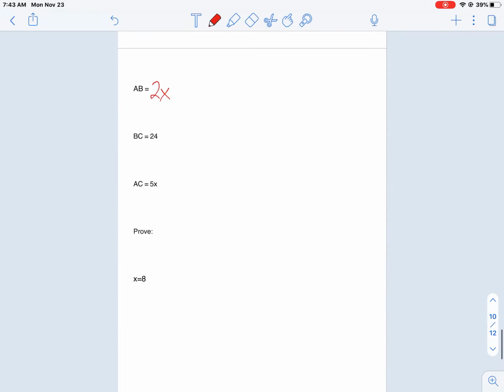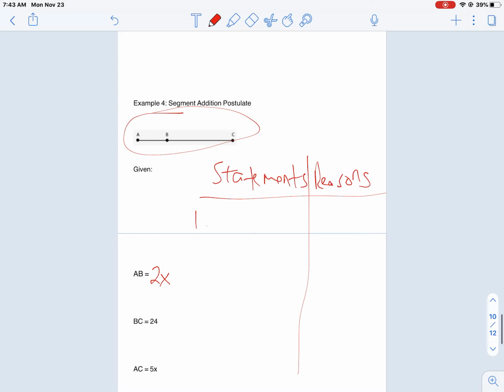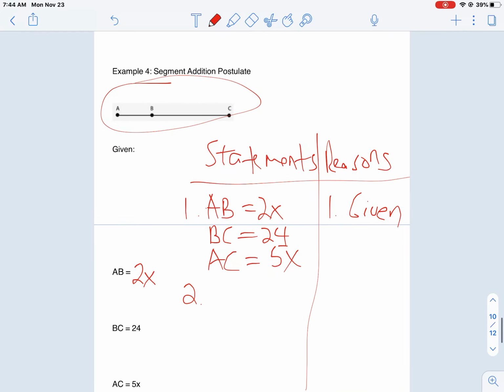Okay, so now we're going to try and prove that x equals 8. Now we're not given an equation, so we have to make an equation. We're given a figure. Actually, you don't have to write the figure. It's fine. AB equals 2x. BC equals 24. AC equals 5x. That's given. Now, you need an equation for all this stuff.